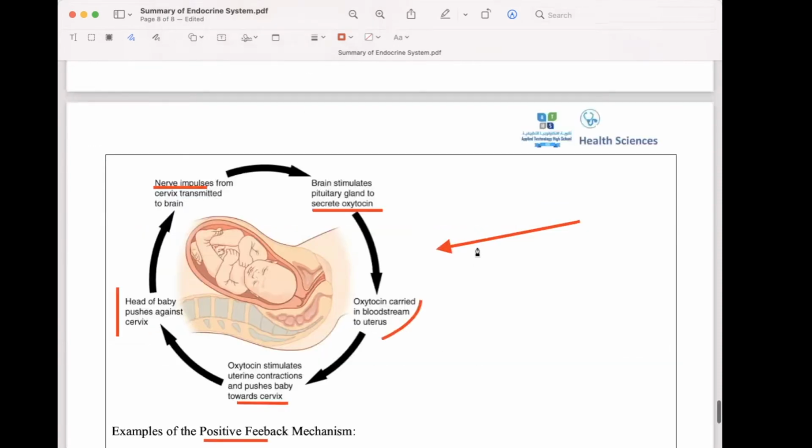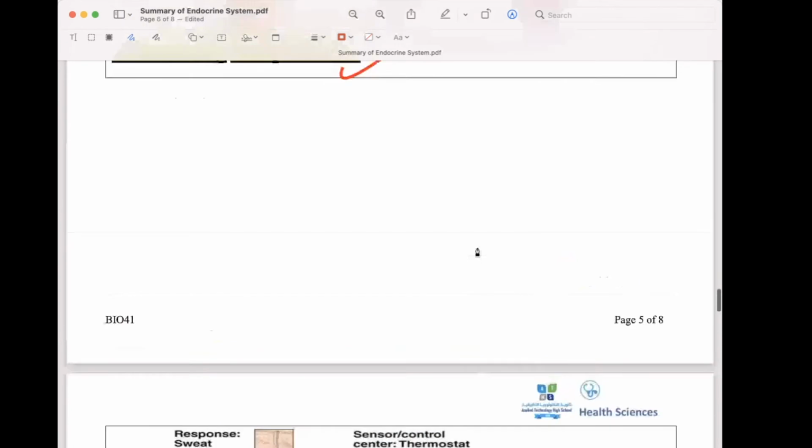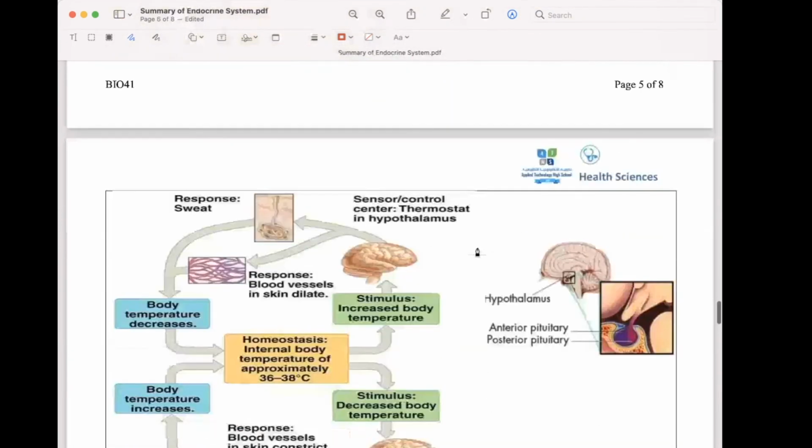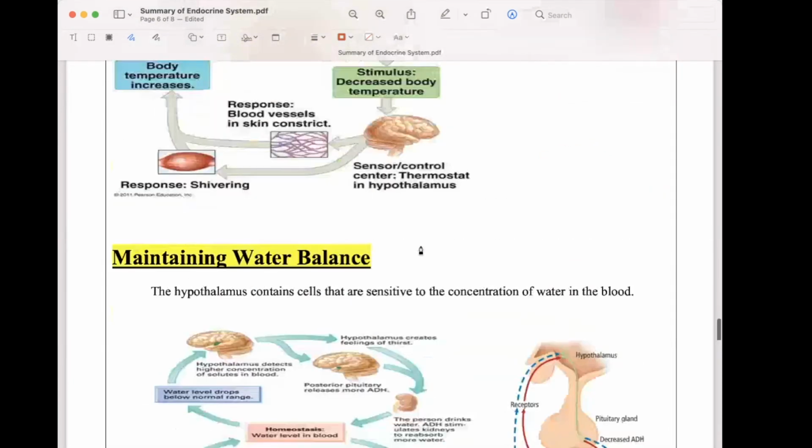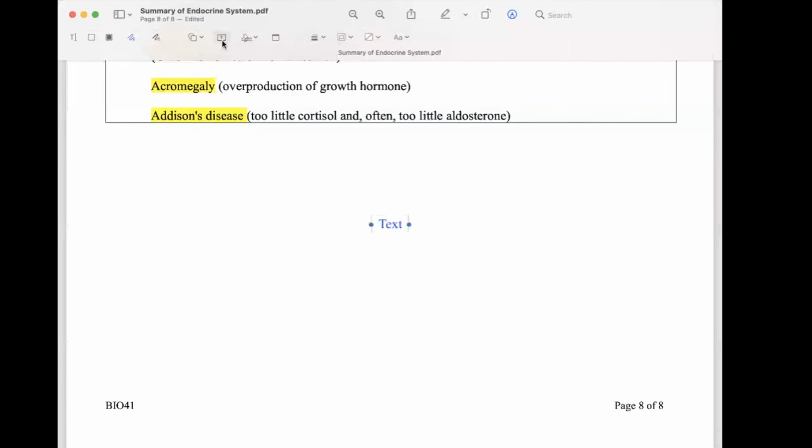Okay. Now, let me ask you, what is the main difference between positive feedback and negative feedback? Let us try it in another way. Let me write somewhere here. You have to say that negative feedback maintains homeostasis. This is one of the differences. It brings the conditions back to normal.